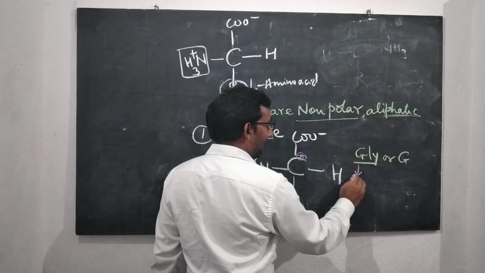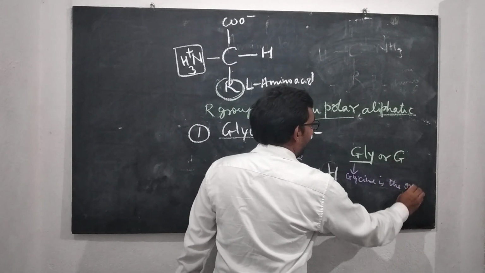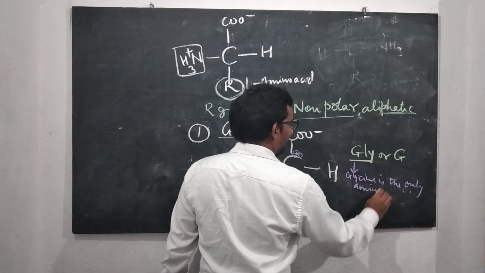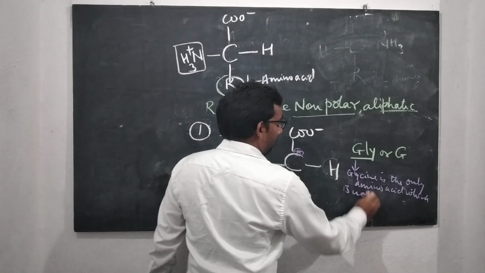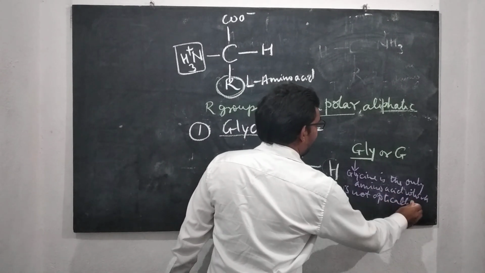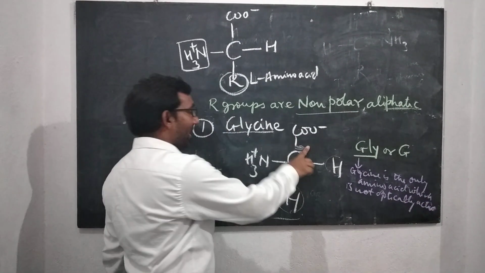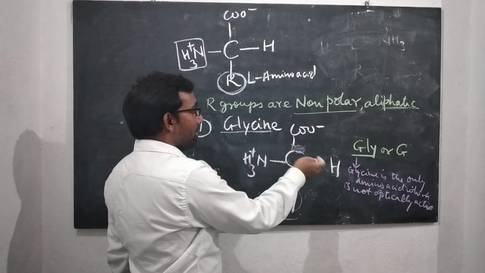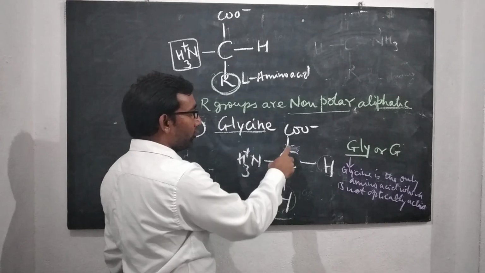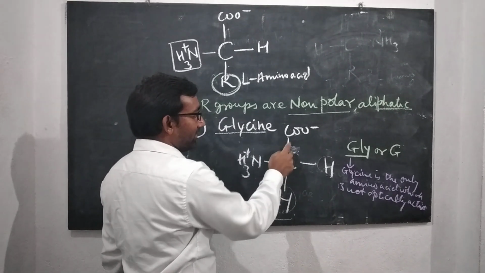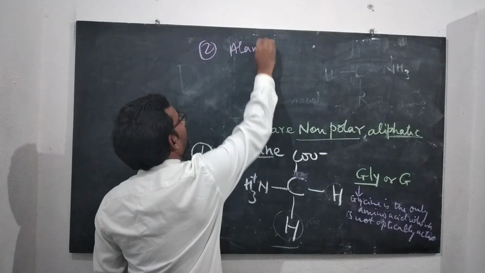Glycine is the only amino acid which is not optically active. Why is it not optically active? Because there is no chiral center here. Why is there no chiral center here? Because the four atoms or groups of atoms attached to the carbon should be different in order to have a chiral center. There is no chiral center because these two hydrogen atoms are the same. So this was glycine.